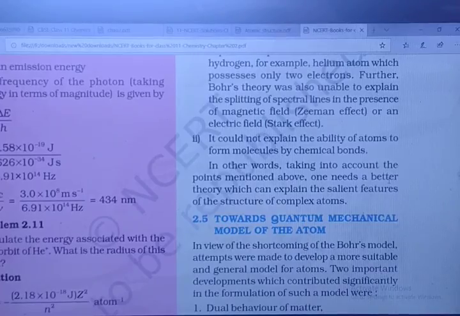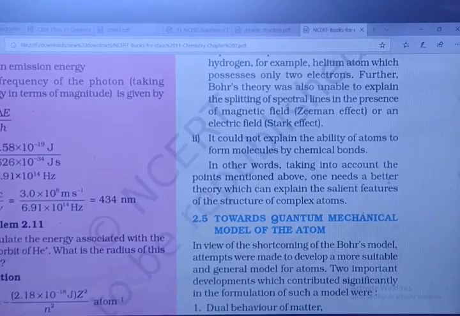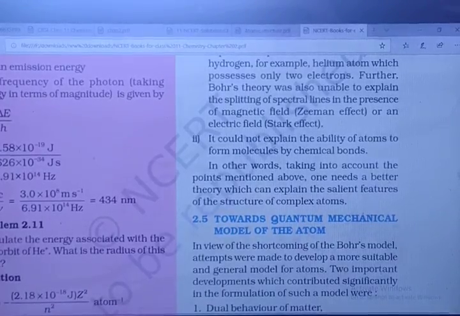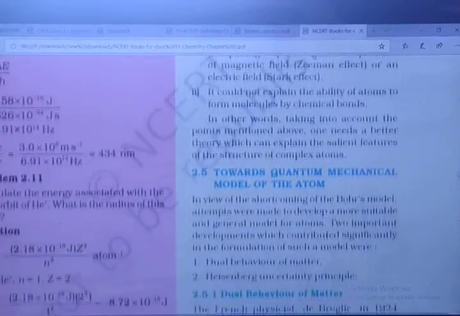In other words, taking into account the points mentioned above, one needs a better theory which can explain the salient features of the structure of complex atoms. Remember, each and every scientist, after giving a concept, leaves some drawbacks or limitations. So new scientists take it up and revise the concept.